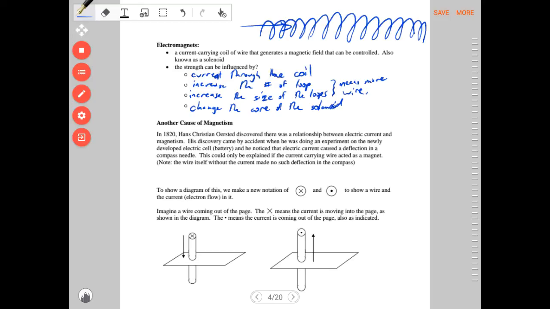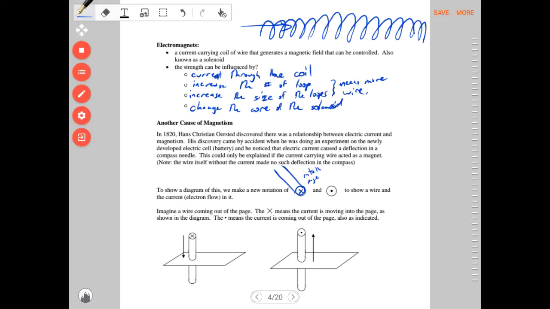Now, in order to show what's going on here, we need to have a new notation. This little circle is a cross section of a wire. So basically, you can think of the wire here, kind of in 3D going wherever. Now, if you picture yourself shooting a bow and arrow, if you shoot the arrow away from you, all you really see are the tail feathers. So that's the X. The X is the current going away from your eyes, or into the page.